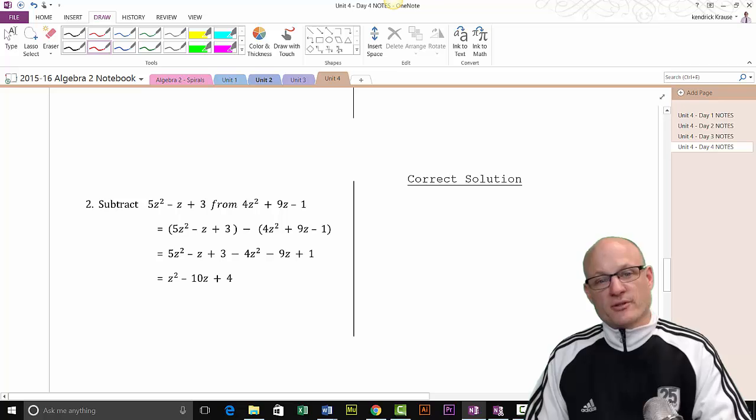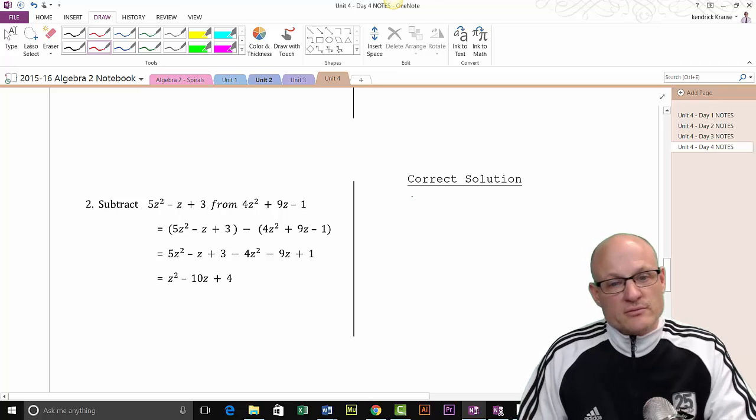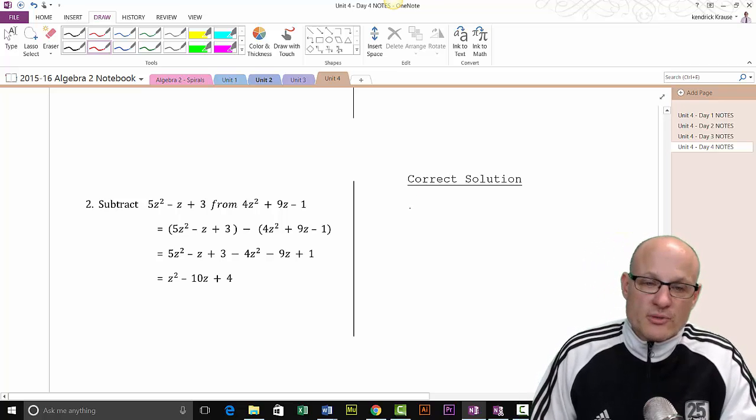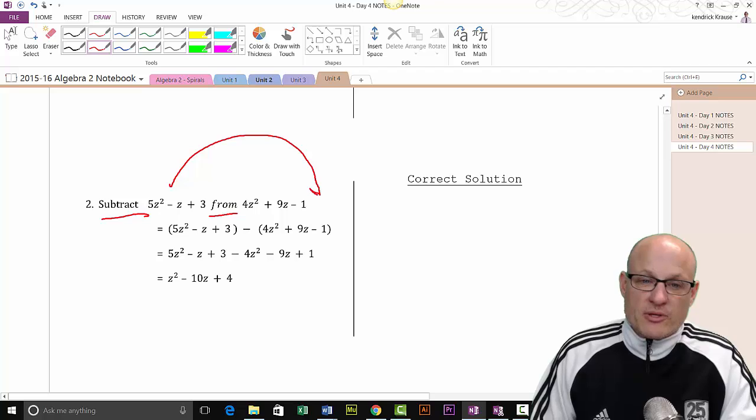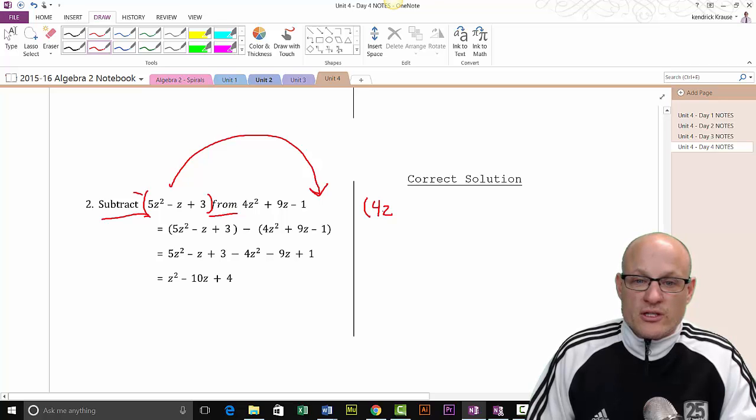All right, here's the next one. Pause it. All right, you should be back now. Subtracted from. We just talked about this. This is the thing that's being subtracted here, not the second thing. So really what I should have here is 4z squared plus 9z minus 1 minus 5z squared minus z plus 3.